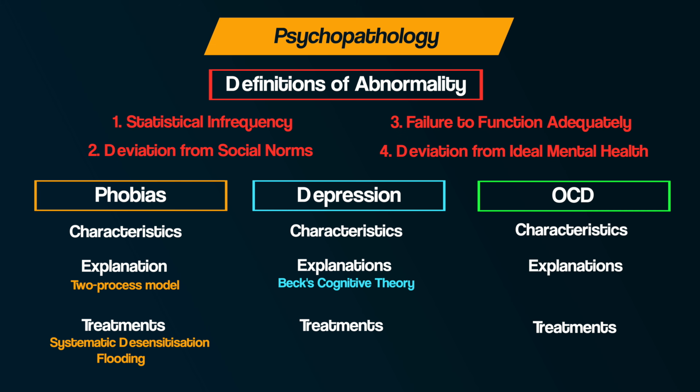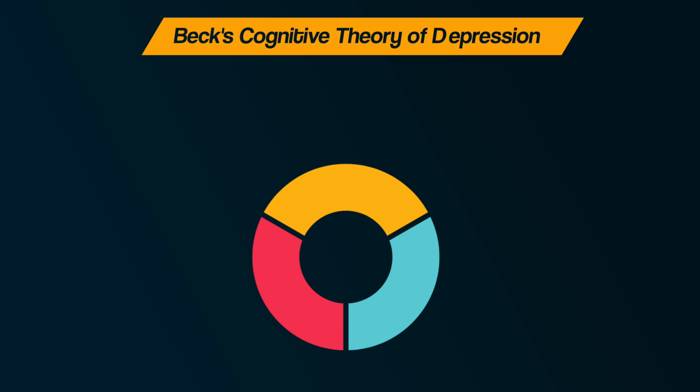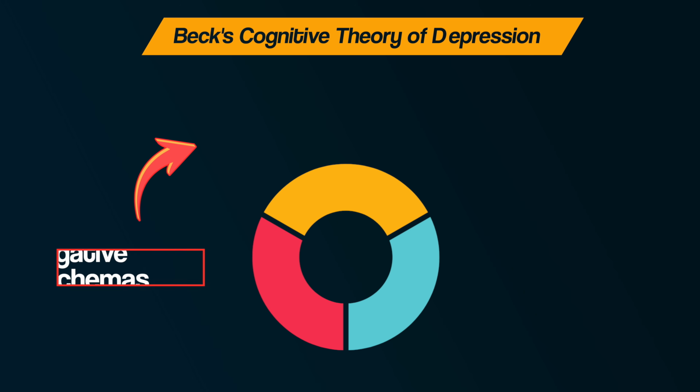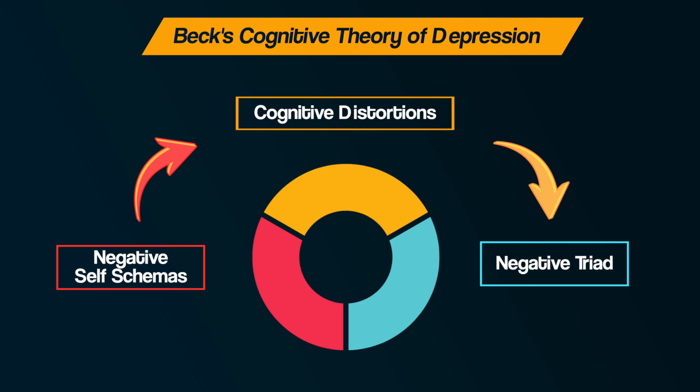First up is Aaron Beck and his cognitive theory of depression, and second there is Albert Ellis and his ABC model of depression. Very helpfully, each theory has three parts to them. Can you name the three parts? Beck's cognitive triad theory explains depression through three key elements: negative self-schemas, cognitive distortions, and the negative triad.